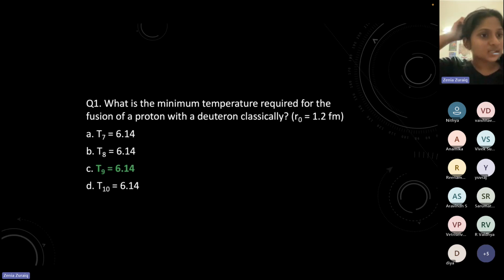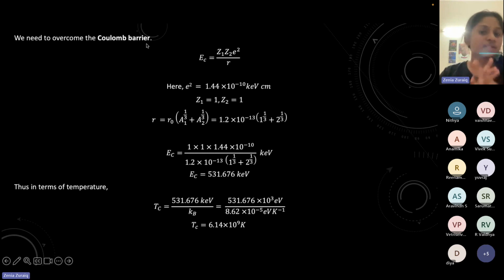Now, when I say classically, how does the fusion happen? Then we have to care only about something called the Coulomb barrier. This was discussed in last week's class. If you have some doubts, please go and watch last week's lecture or look at the slides. Essentially, the Coulomb barrier is the fact that when I want two protons to fuse, or when I want hydrogen to fuse, there is a Coulomb repulsion between them because like charges repel. So classically, if I don't consider any quantum mechanical effect, I need both the hydrogen nuclei to fuse together by overcoming their repulsion. So essentially, the energy or temperature required is the energy to overcome this classical Coulomb barrier.